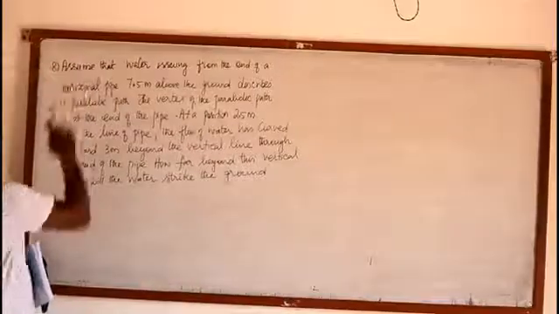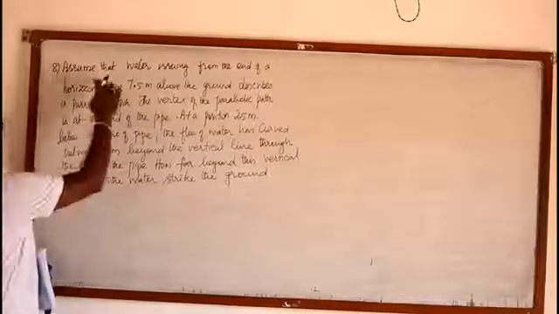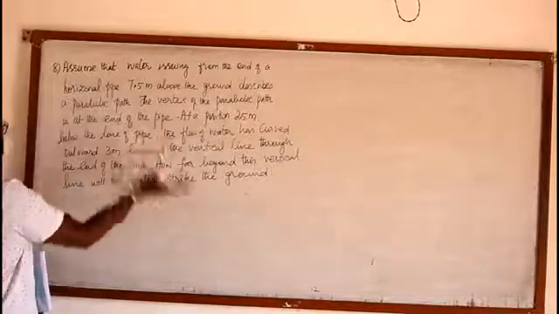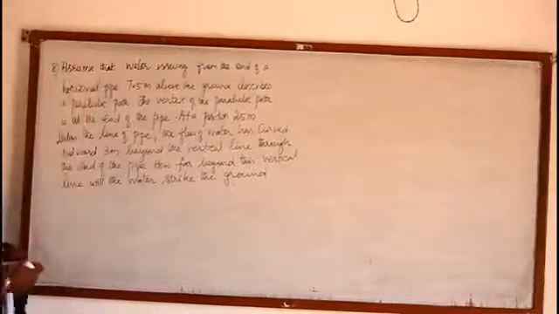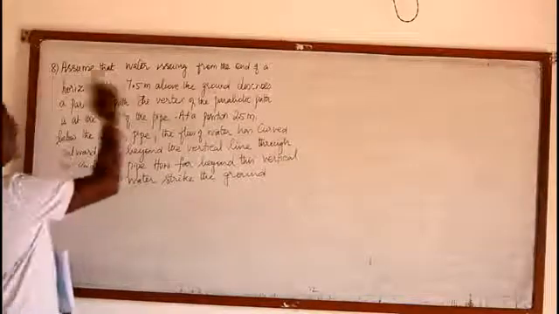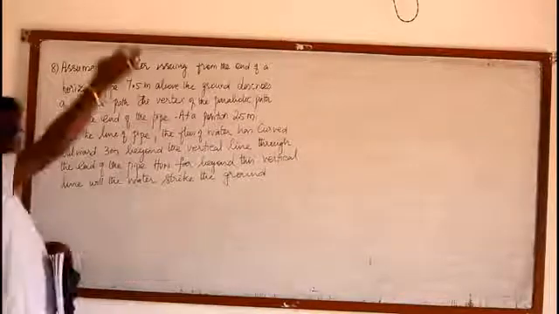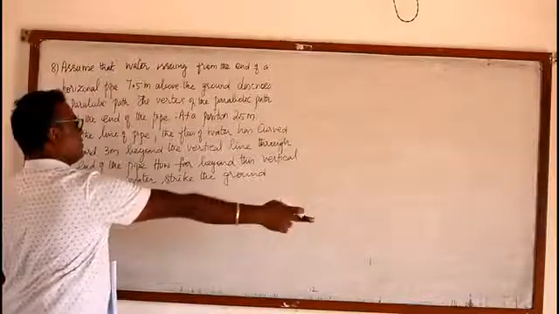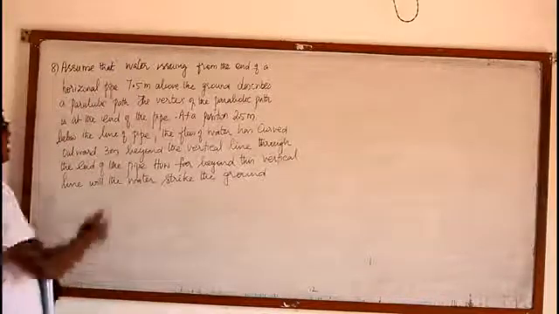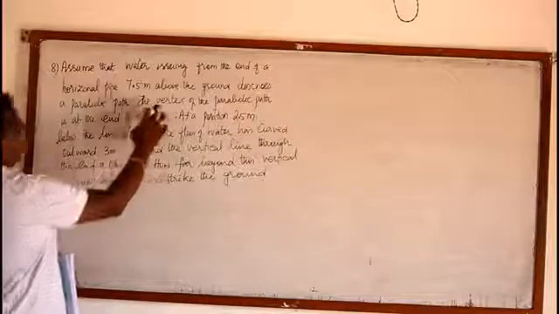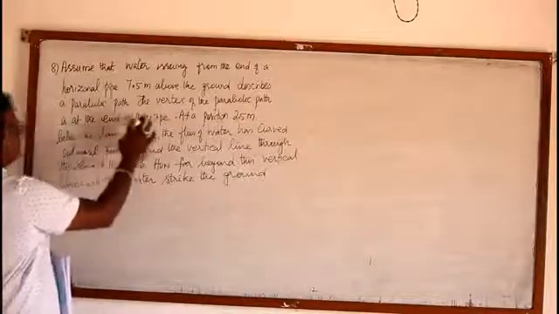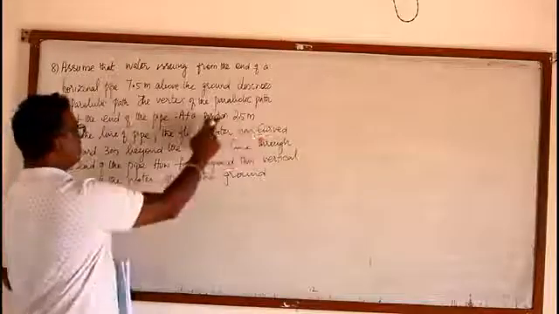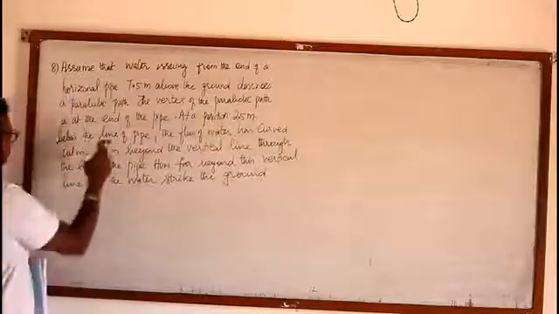Now we shall go to the next problem, the 8th problem. Assume that water issuing from the end of a horizontal pipe 7.5 meter above the ground describes a parabolic path. Understand there is a pipe at 7.5 meter from the ground and water is flowing from that pipe in a parabolic path. The vertex of the parabolic path is at the end of the pipe. So pipe end is the vertex.